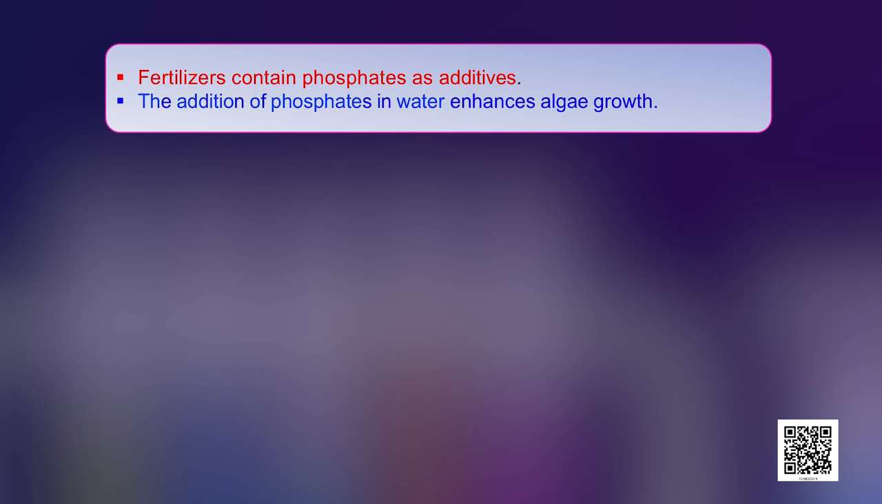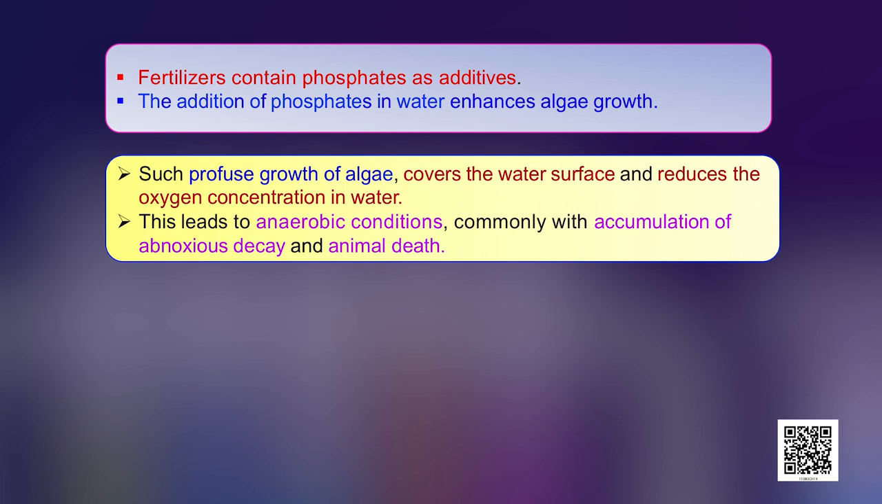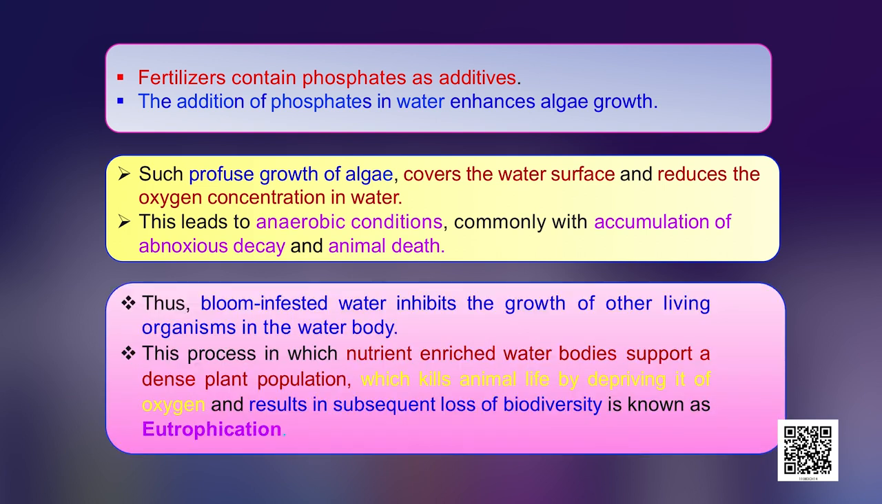The fertilizers contain phosphates as additives, you know. The addition of phosphates in water enhances the algal growth. Such profuse growth of algae covers the water surface and reduces the oxygen concentration in the water. This leads to anaerobic conditions, commonly with accumulation of obnoxious decay and animal death. Thus, bloom infested water inhibits the growth of other living organisms in the water body.